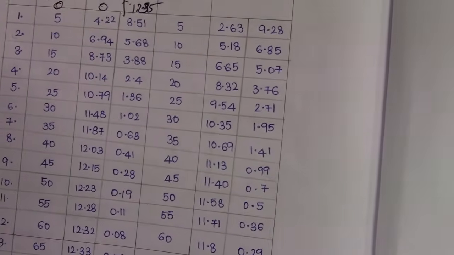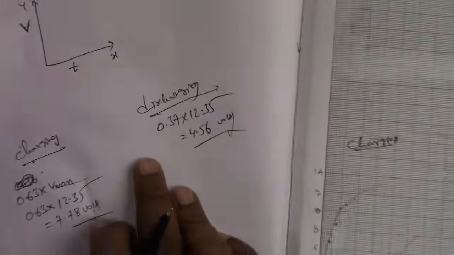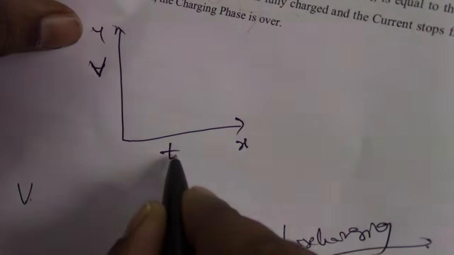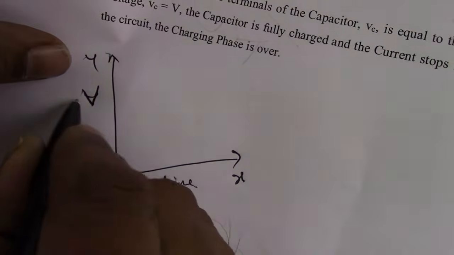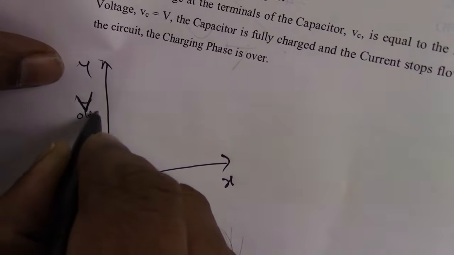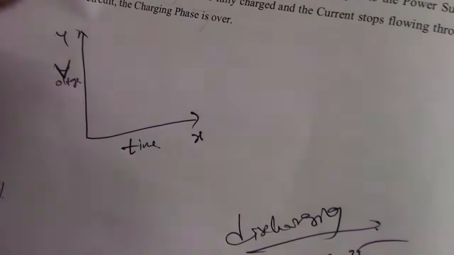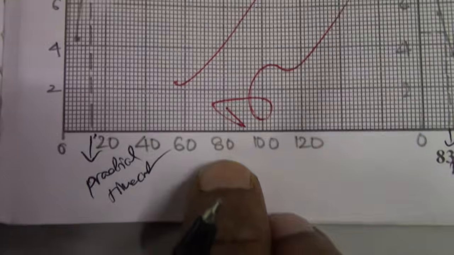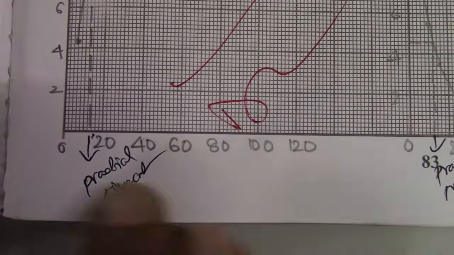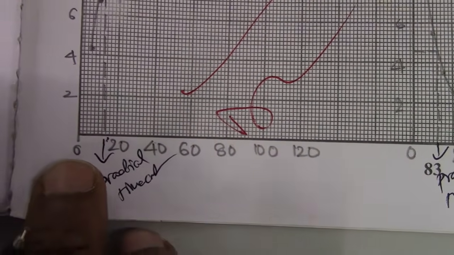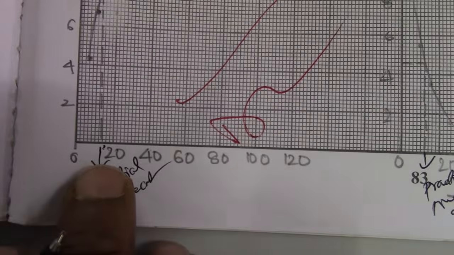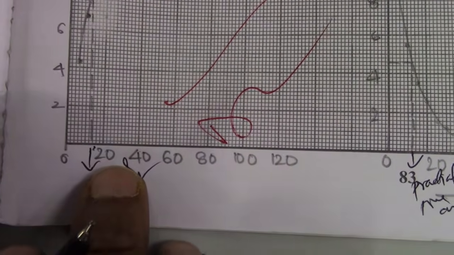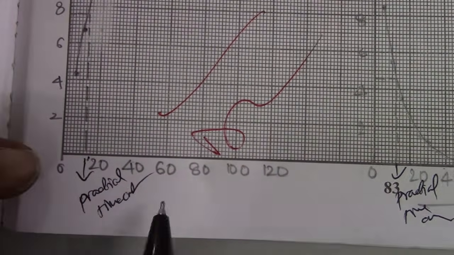So how to find it? Let us consider, students, this is the x-axis and this is the y-axis. Along the x-axis we have taken time, and along the y-axis we have taken voltage. Time is taken in seconds: 0, 20, 40, 60, 80, 100, 120 seconds. You can stretch much more, which means you can take one unit as 5 seconds or 10 seconds for neat graphs. So this is the time axis.